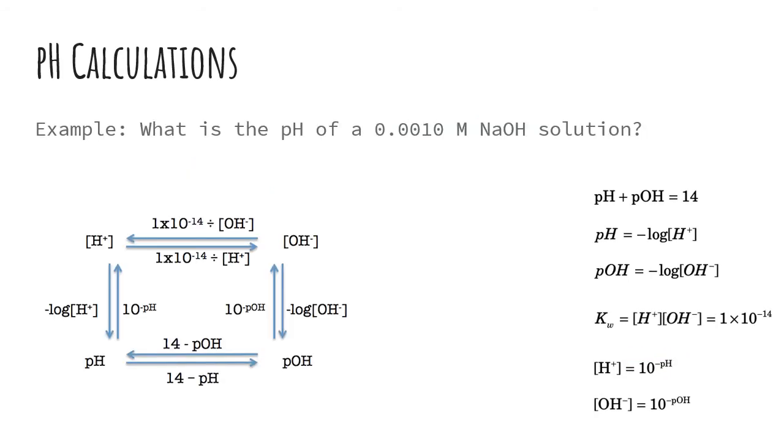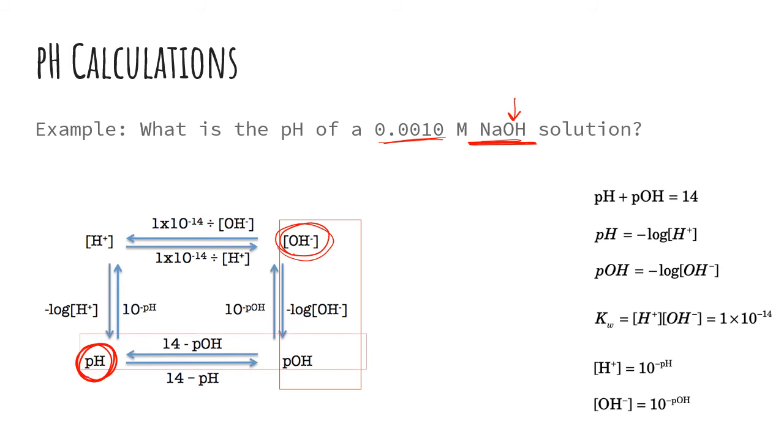Now, this one's a little bit trickier. What is the pH of 0.0010 molar sodium hydroxide? This time we've got to recognize that we have a base. So this 0.001 molar is the concentration of hydroxide. And then it asks me for pH. So if I have the concentration of hydroxide and I'm going to try to go to pH, I have to actually do 2 steps. First I have to find the pOH, then I have to find the pH.